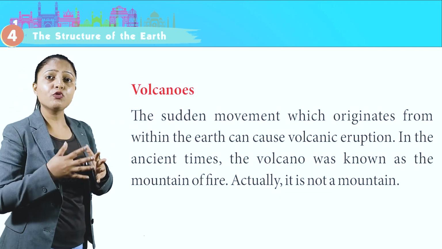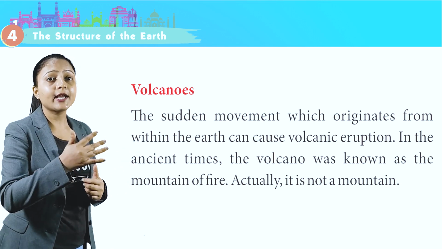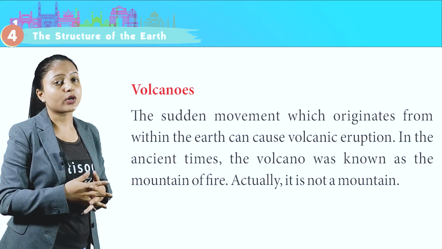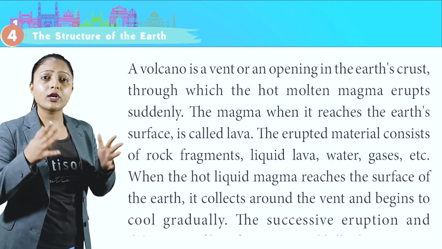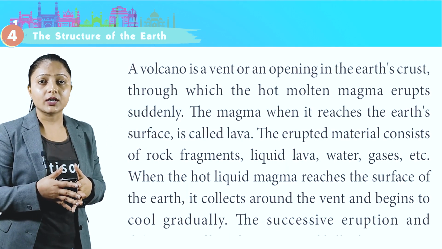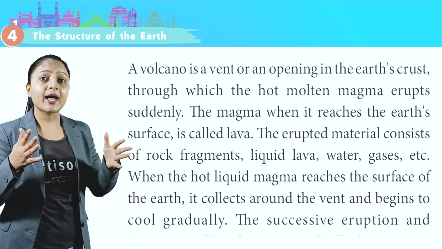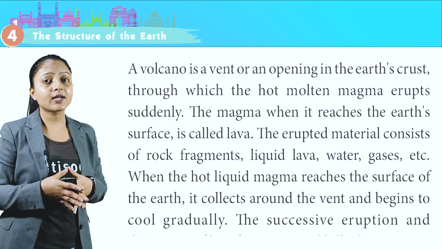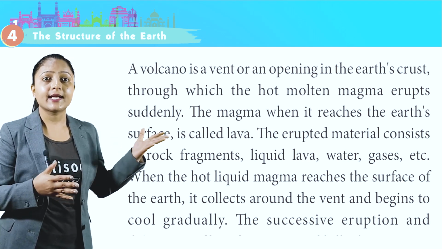Volcanoes. The sudden movement which originates from within the earth can cause volcanic eruption. In ancient times, the volcano was known as the mountain of fire. Actually, it is not a mountain. This image is showing components of a volcano. A volcano is a vent or an opening of the earth's crust through which hot molten magma erupts suddenly. The magma, when it reaches the earth's surface, is called lava. The erupted material consists of rock fragments, liquid lava, water, gases, etc.